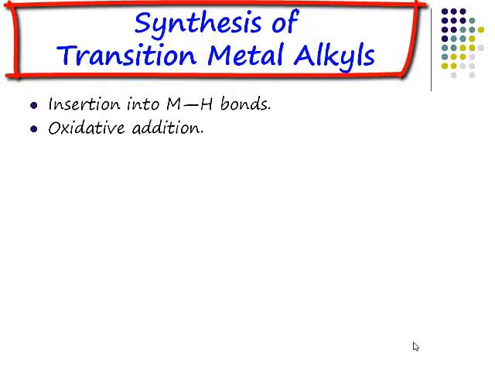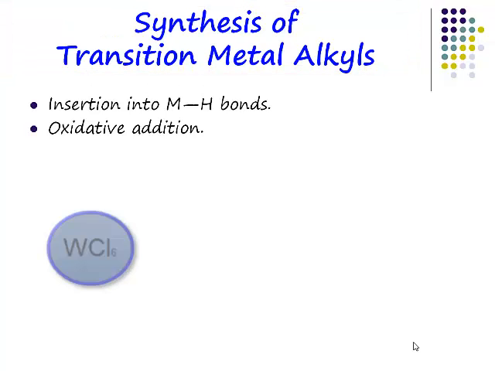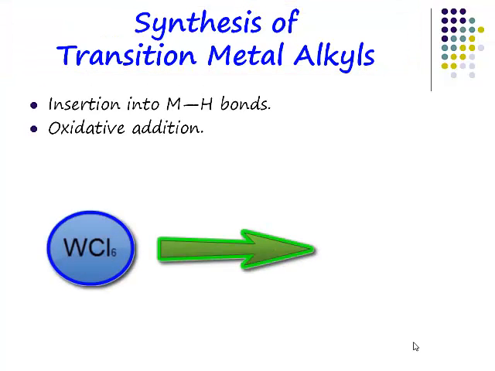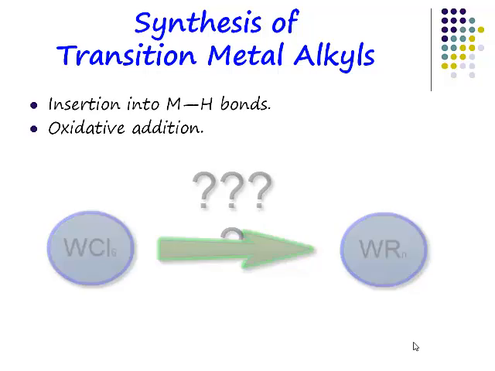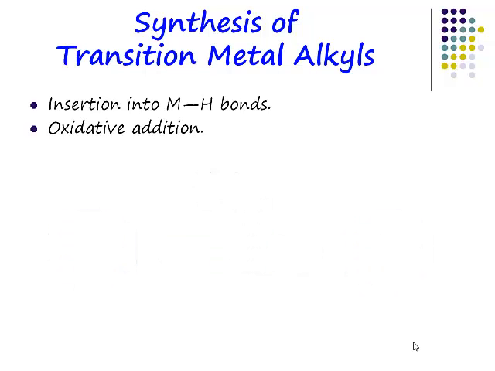Synthesis of transition metal alkyls. If you had tungsten hexachloride and you wanted to make a tungsten alkyl complex, how would you do it? By comparison to the main group chemistry that we learned, if you wanted to make a transition metal alkyl complex from the metal halide, how would you do it?